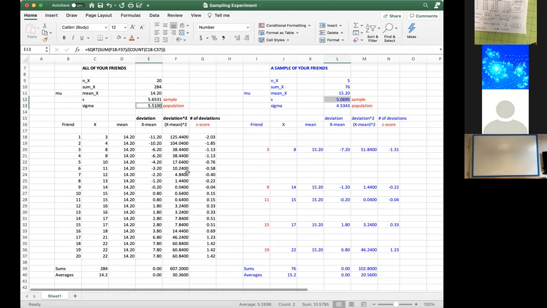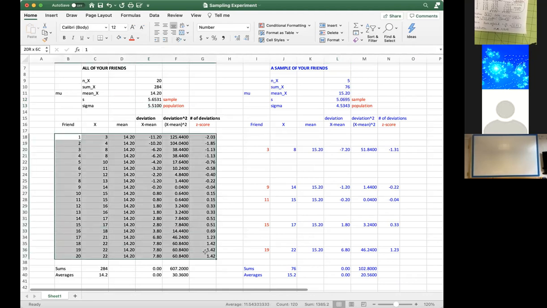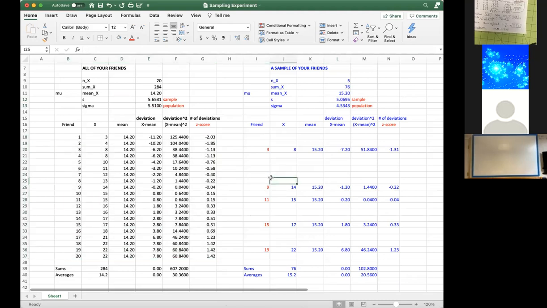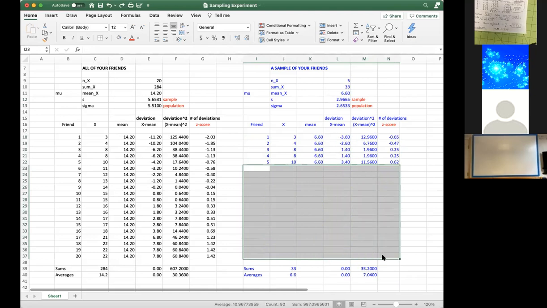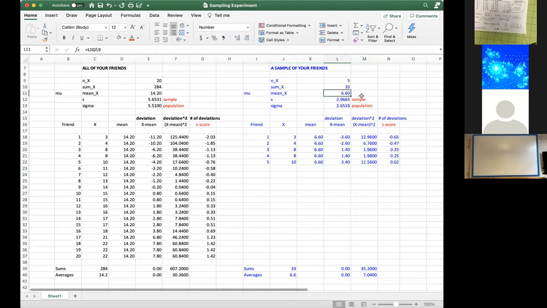Now remember, I had to choose a good sample, right? I had to choose an honest sample, a fair sample. What would have happened? Let me back this up. If I would have just chosen the five poorest friends and blocked out all the others, well, then I would get the impression that my friends only got $6.60 in their pocket. But that's only true of my five friends that had the least money.